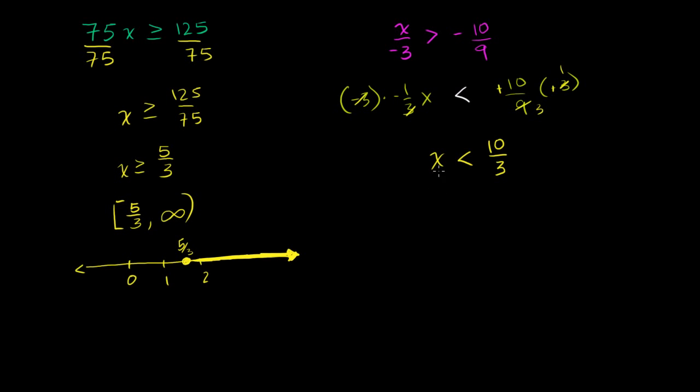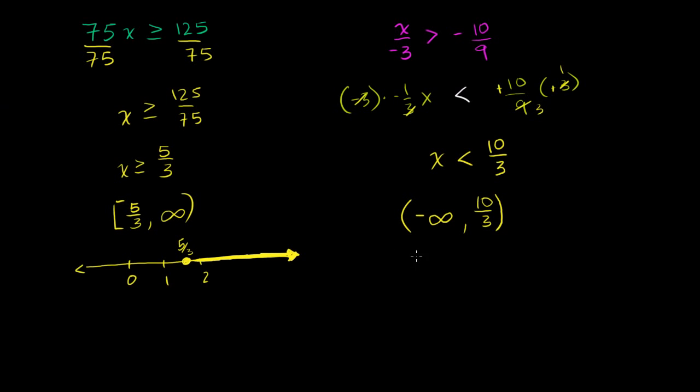If we were to write this in interval notation, the upper bound will be 10 over 3, and it won't include 10 over 3. This isn't less than or equal to, so we're going to put a parenthesis here. Notice here it included 5/3, so we put a bracket. Here we're not including 10/3, so we put a parenthesis. And it'll go from 10 over 3 all the way down to negative infinity. Everything less than 10 over 3 is in our solution set.